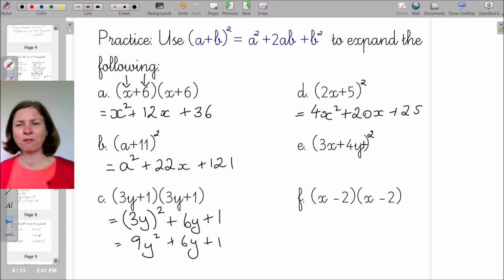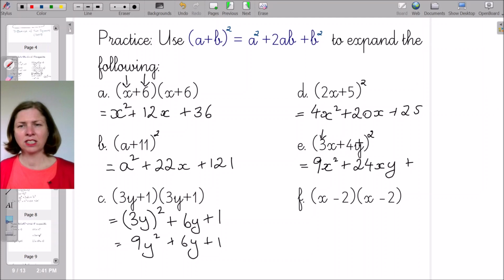This one's slightly different because I've got a y here, but my technique is exactly the same. I square the first term, so 3x squared is 9x squared. So remember, always when you've got a coefficient in front of the x, I have to square this 3 to get 9, as well as squaring the x to get x squared. Then I've got to multiply them together. 3 times 4 gives me 12xy. Double it gives me 24xy.